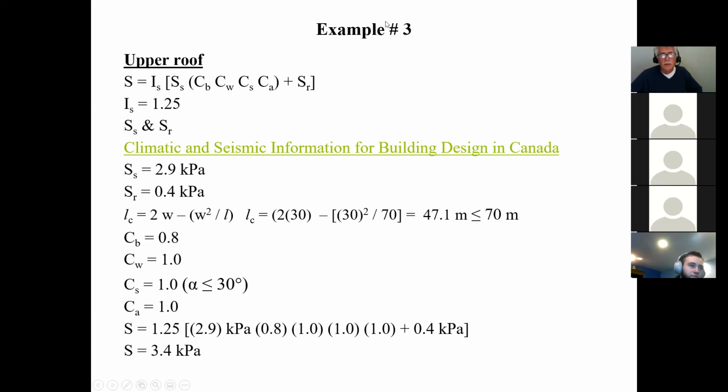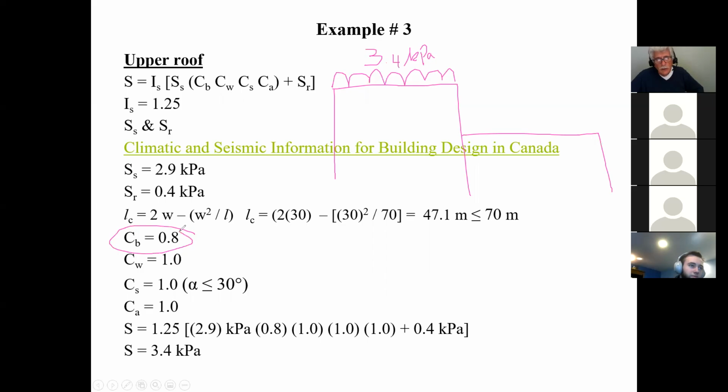So now what's happening is this. Here I have my upper roof, and I just finished calculating the snow load here, and as far as the snow load goes up here, it's going to be 3.4 kPa. Now, for the lower roof, if the CB value doesn't change, you notice that everything else in the equation is the same. So for most of the lower roof, it can be 3.4 kPa.